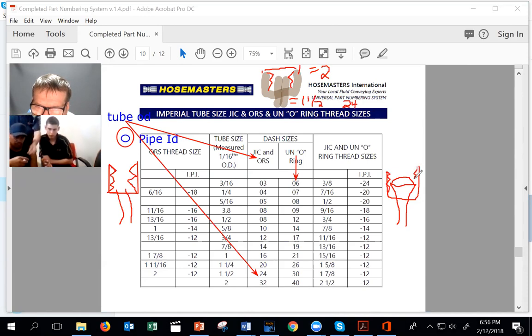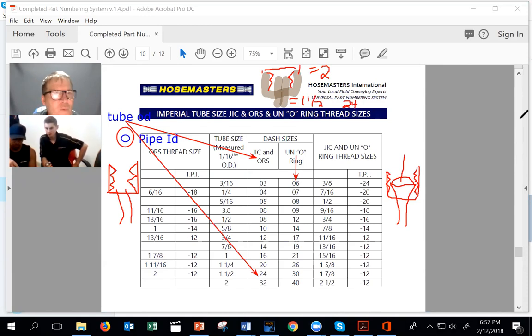Okay, can you see how that seals onto that, and the threads? It seals here. You understand? It seals on the cone. So the opposite male will be the opposite cone, and on the flat face, the male will be flat with an O-ring. Okay, you understand that?